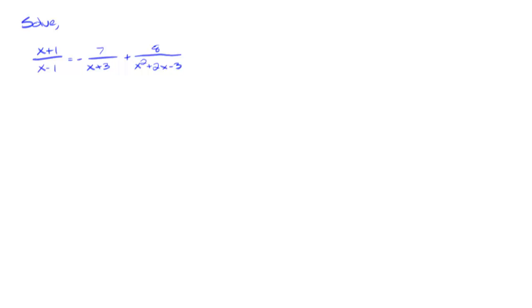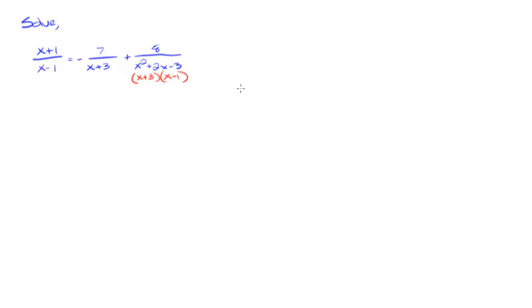All right, we need to solve this rational equation. The first thing we're going to do, as always, is factor anything in the denominator that we can. In this case, we're going to factor this x squared plus 2x minus 3. This factors into x plus 3 times x minus 1.